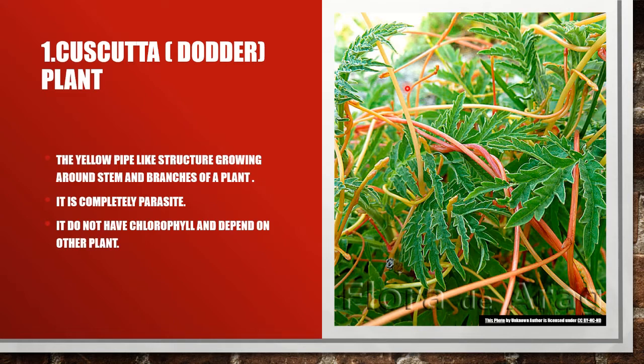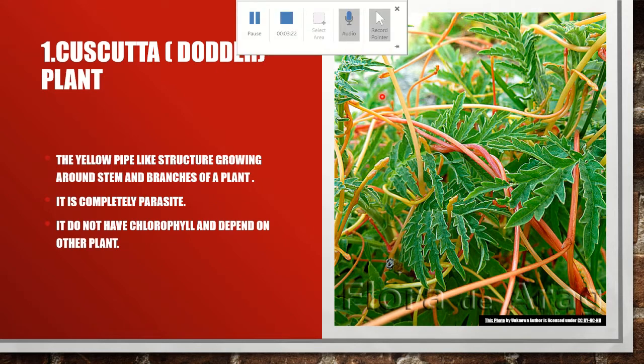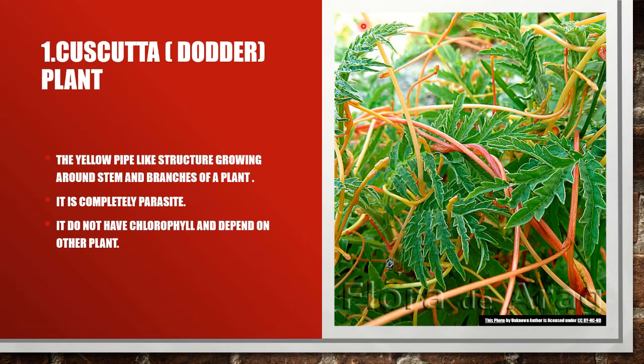The Cuscuta plant is yellow in color, and plants which can make food are green in color, meaning the plant contains chlorophyll. If a plant contains chlorophyll it will be green, but this Cuscuta plant is yellow. So it is a complete parasite. It does not have chlorophyll and it depends on the other plant for its nutrition.